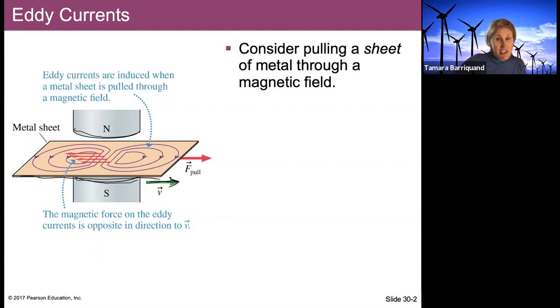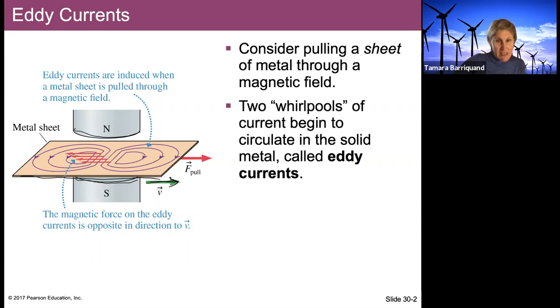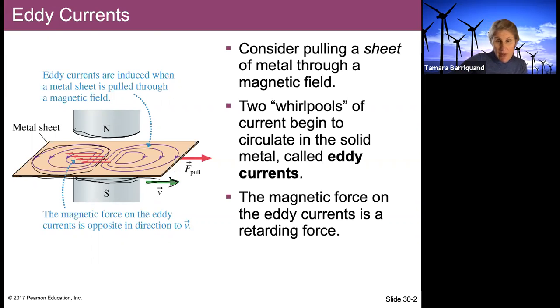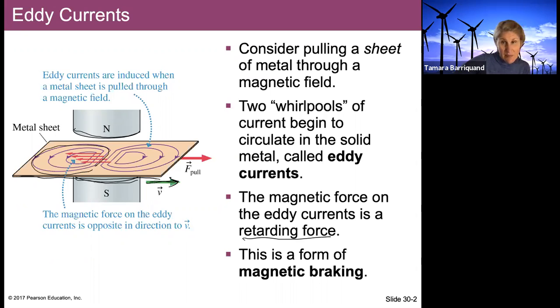So consider pulling a sheet of metal through a magnetic field. Two whirlpools of currents begin to circulate in the solid metal. These are called eddy currents. So these currents that start to circulate here, we call eddy currents. And we know that the magnetic force on the eddy currents, in this case, is always going to be opposite the direction of motion. So that is a retarding force, and this is what we can use. It's known as magnetic braking.